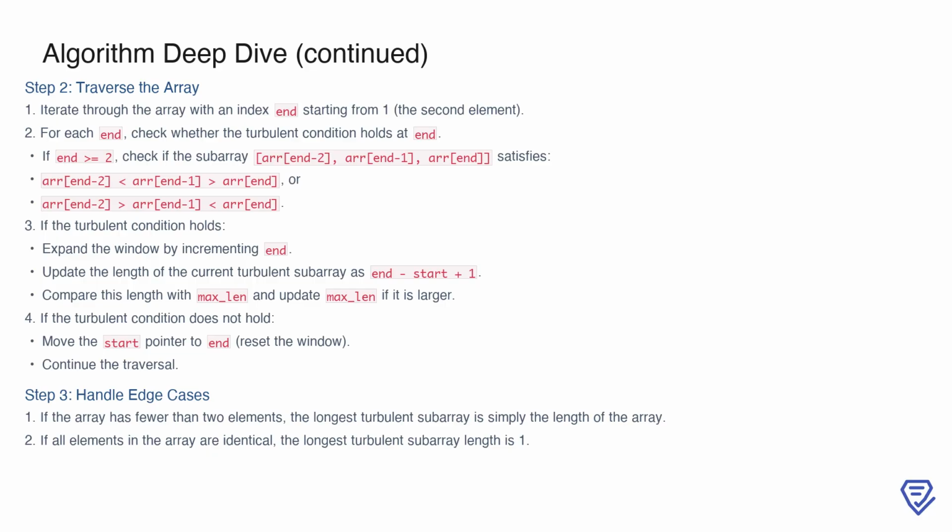If the condition holds, we expand the window by moving the end pointer forward, update the length of the current turbulent subarray as end - start + 1, and compare it to max_len, updating max_len if the current length is larger. If the turbulent condition fails, we reset the window by moving the start pointer to the current position of end and continue the traversal. It's also important to handle edge cases, such as when the array has fewer than 2 elements, in which case the length of the turbulent subarray is simply the array's length, or when all elements are identical, where the maximum turbulent subarray length is 1.